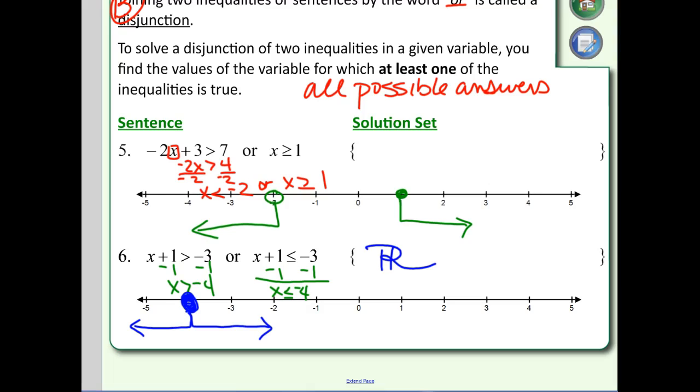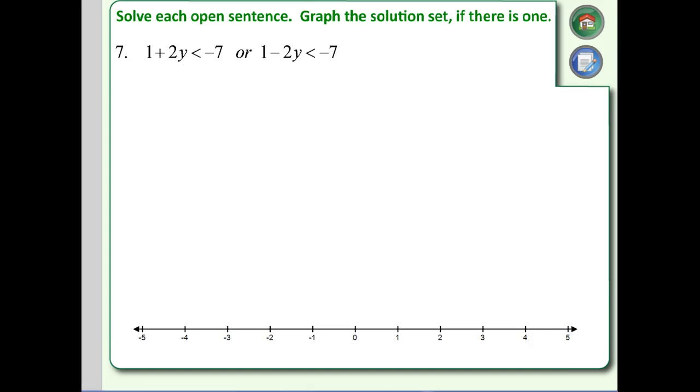All right, now, they're going to give us more to solve and graph. So once again, this is a disjunction. Disjunctions always say or. So that means we've got two inequalities to solve. So let's see what happens. We're going to subtract 1 from both sides on the first. And now I've got negative 8. We're going to divide both sides by 2 to get y alone.